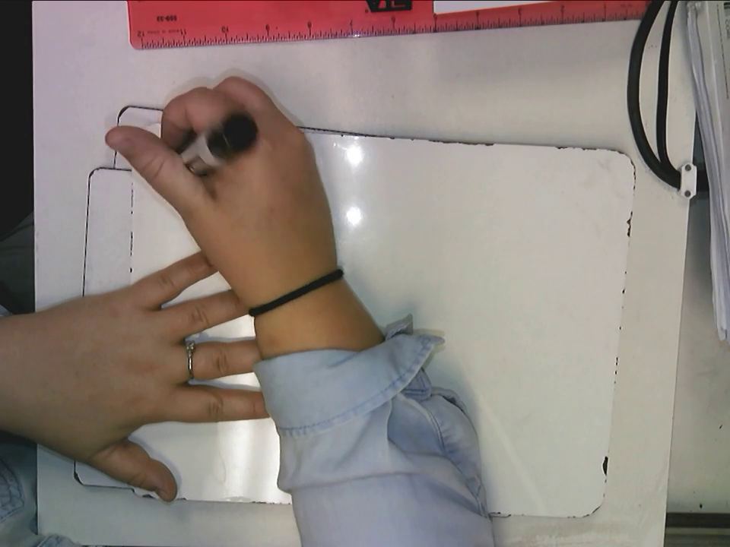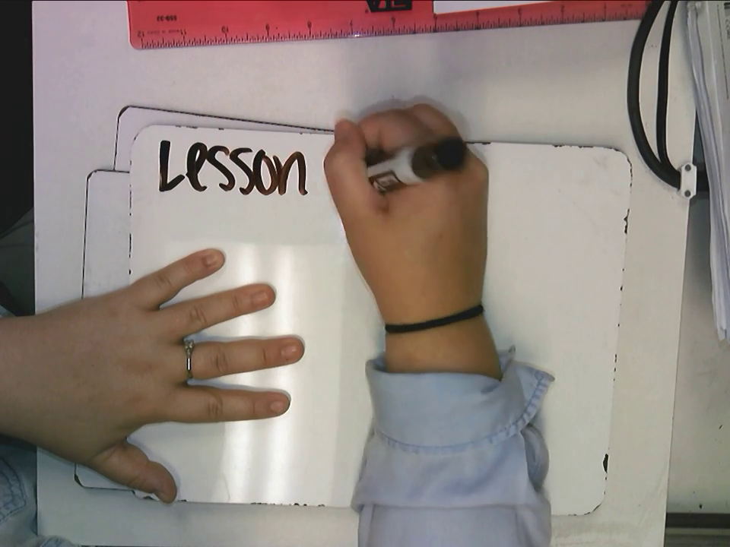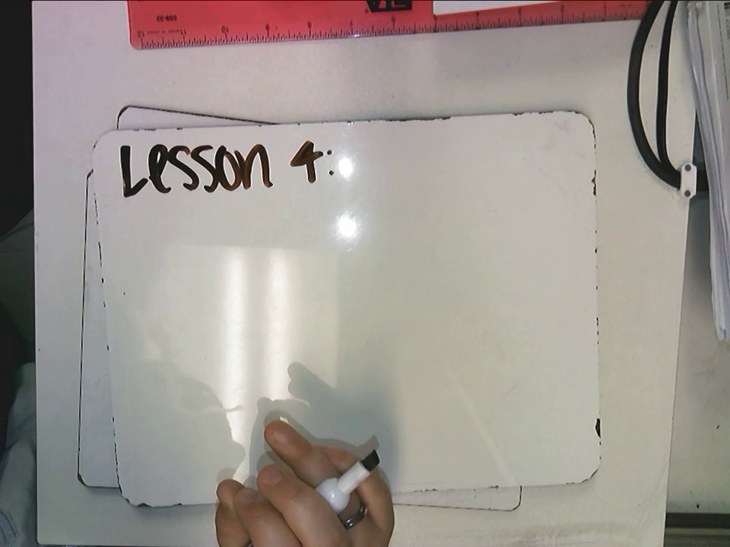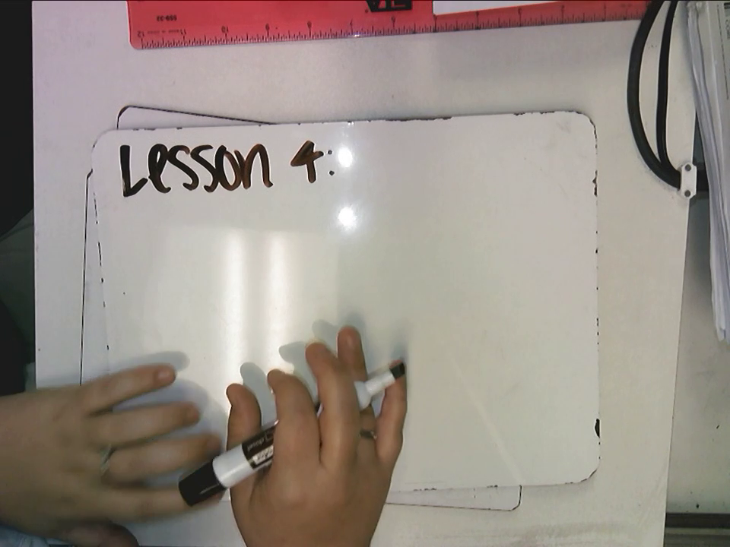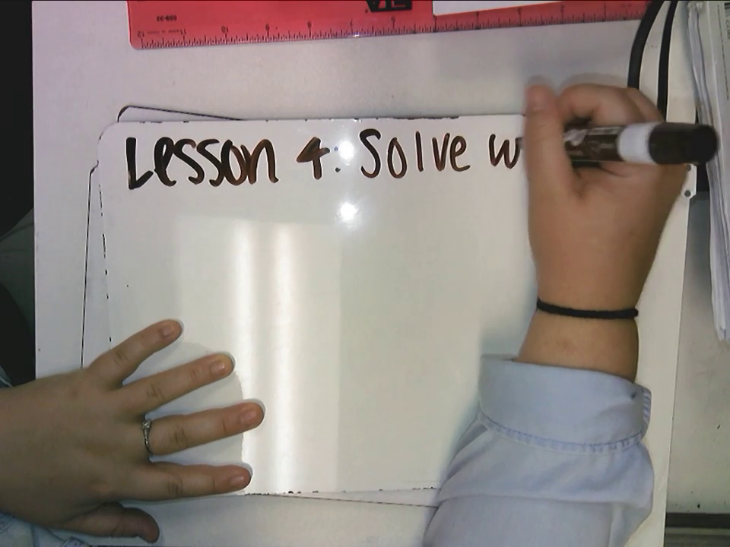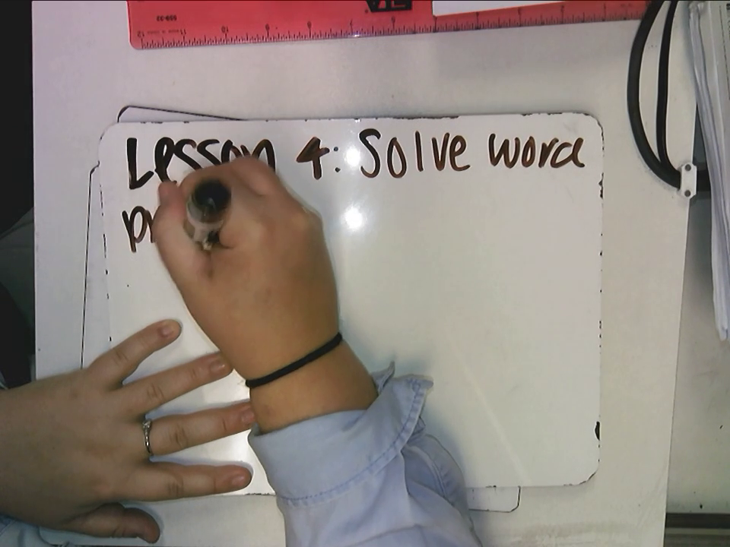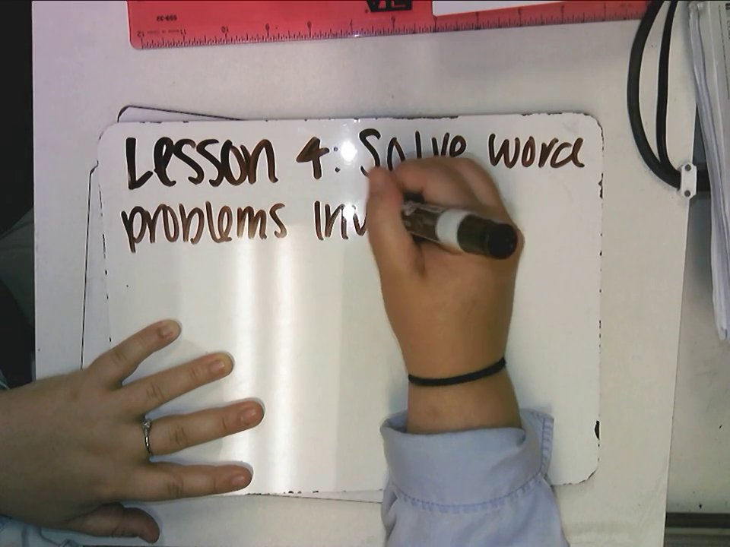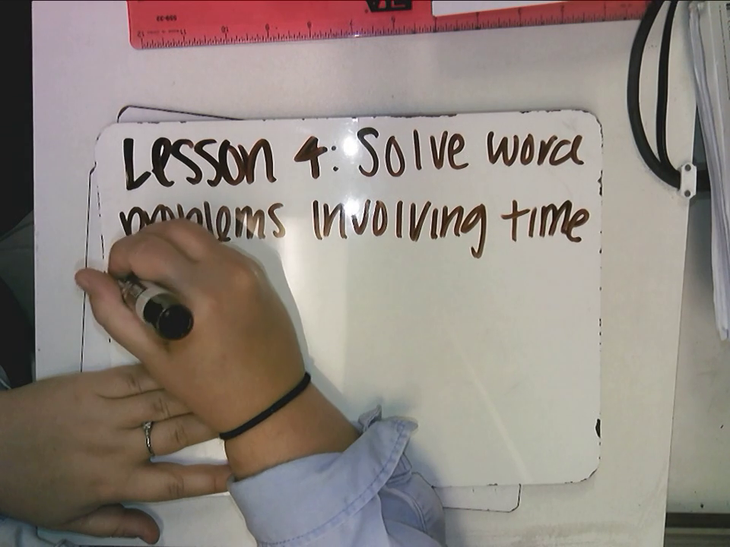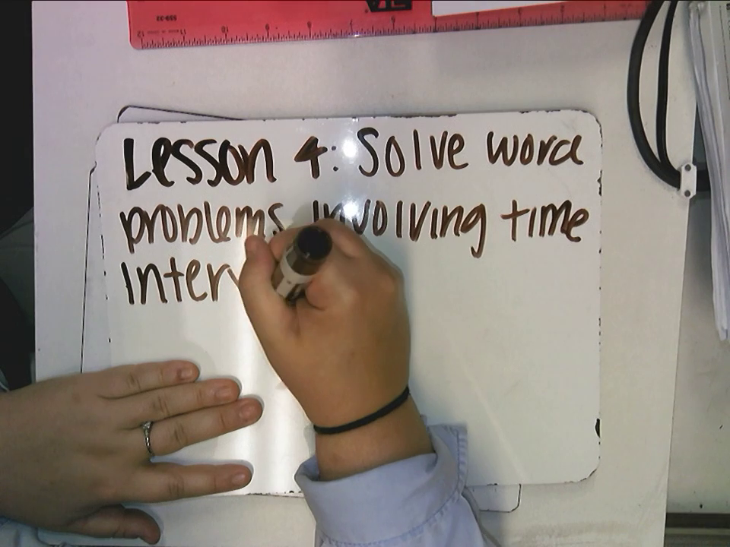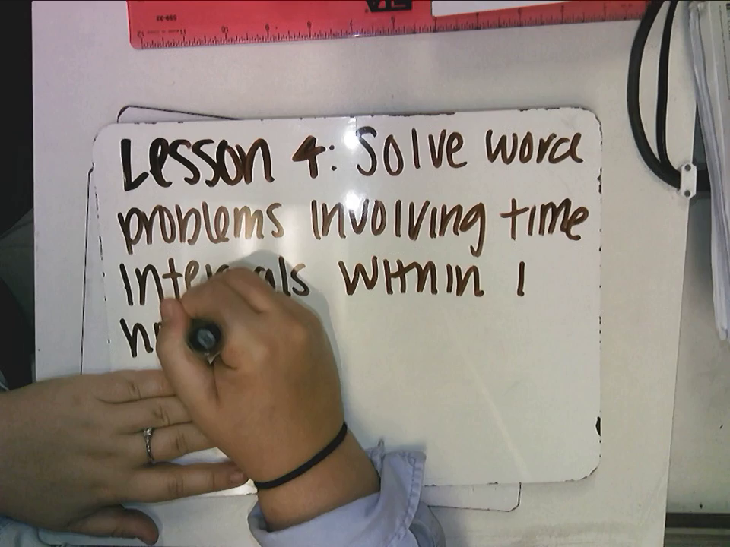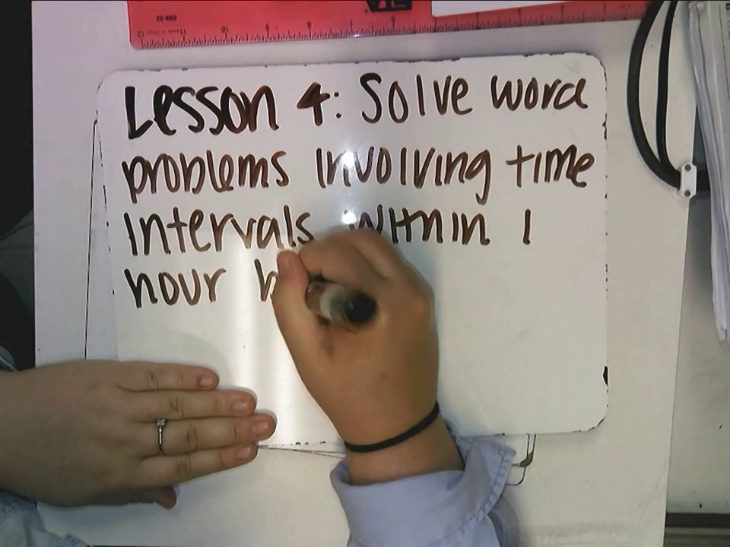So today we are doing lesson 4. What we're doing today is we're putting together everything that we've learned about time and measurement so far, and we are going to do some word problems. So we're going to be solving word problems involving time, because that's what we're focusing on right now, involving time intervals within 1 hour by counting backwards.